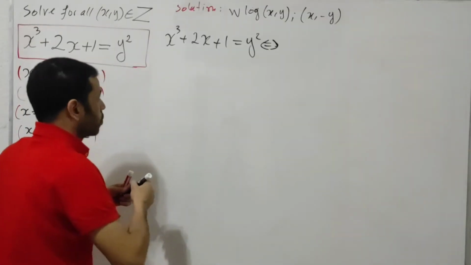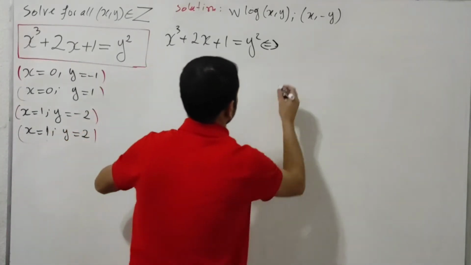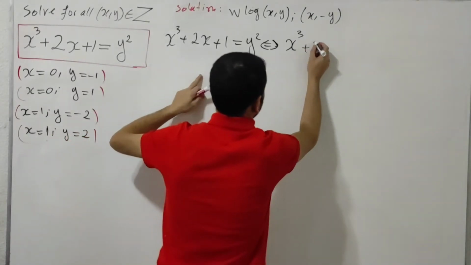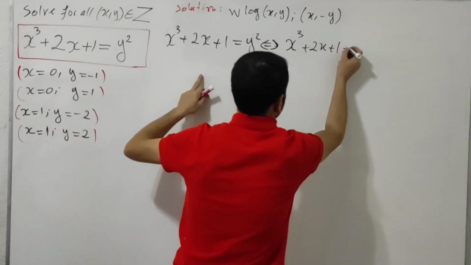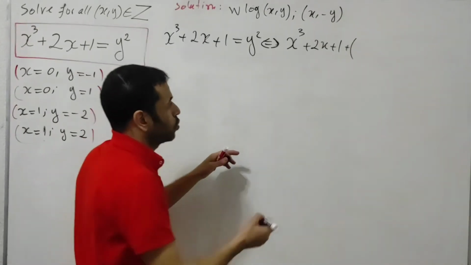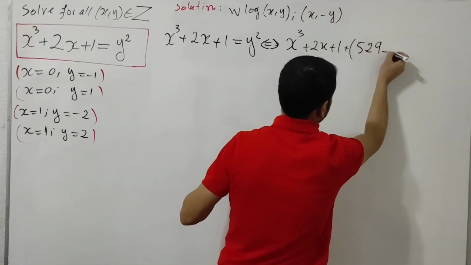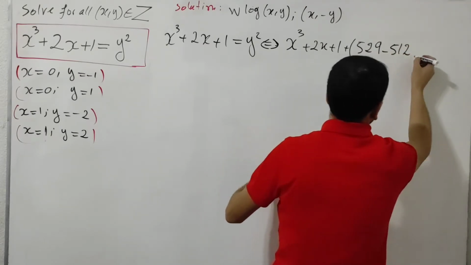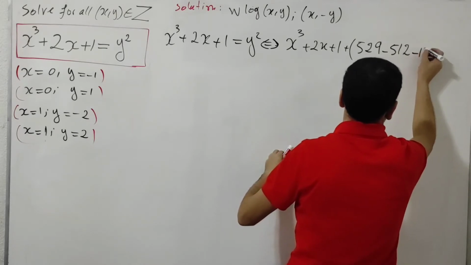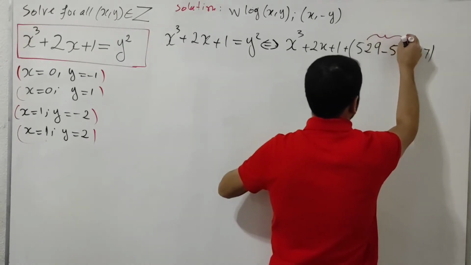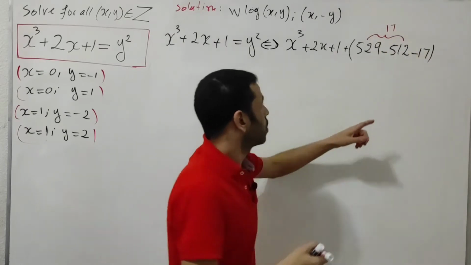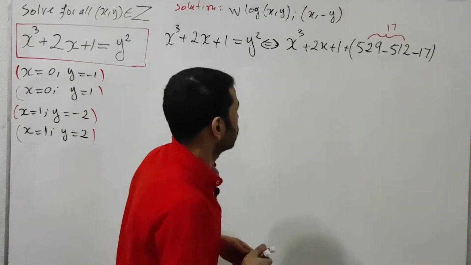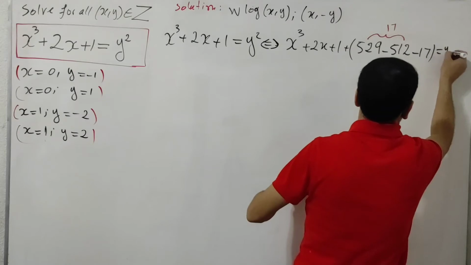So now I will have x, if you take a look carefully, x cubed plus 2 times x plus 1. So what I'm going to do now is add 529 minus 512 minus 17. This one is giving us 17. Minus this 17 equals 0, as I'm doing nothing. So now this one equals y squared.